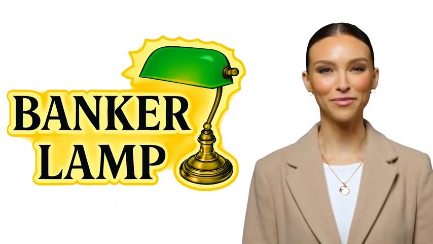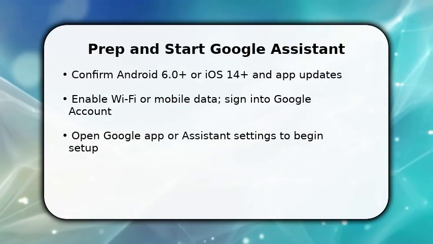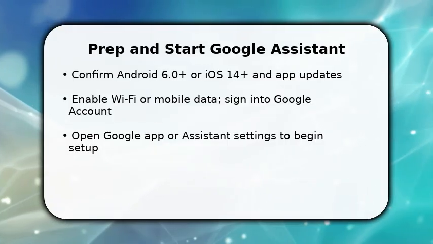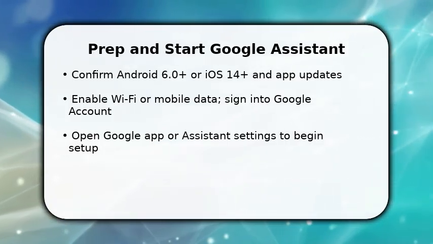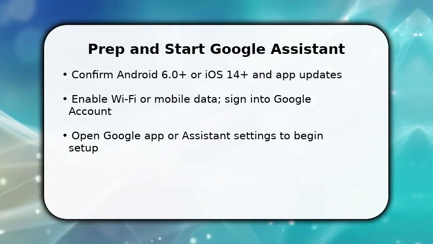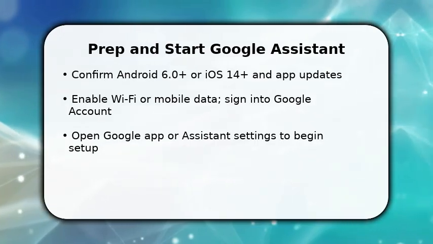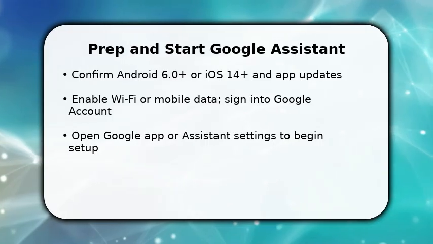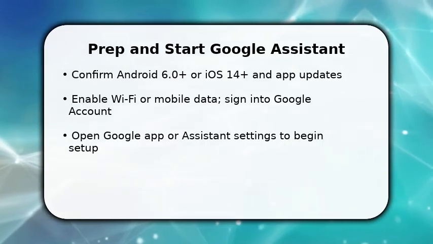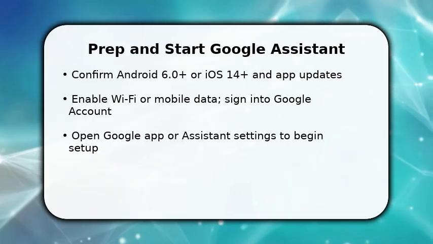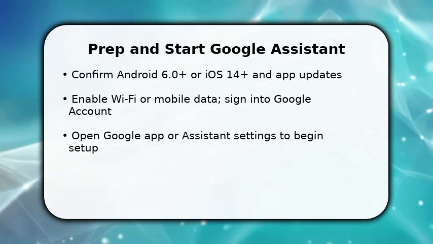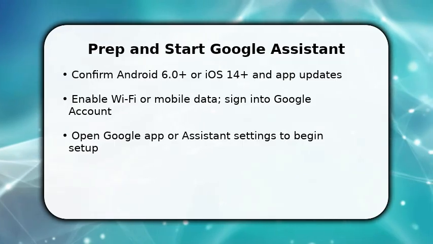Please enjoy the video. You'll start by confirming basic prerequisites: a compatible phone, an updated Google app, and an active Google account. Once done, make sure Wi-Fi or mobile data is on so the assistant can verify settings and download components. Now open the Google app or long press the Home button to launch Assistant. This triggers the onboarding flow.